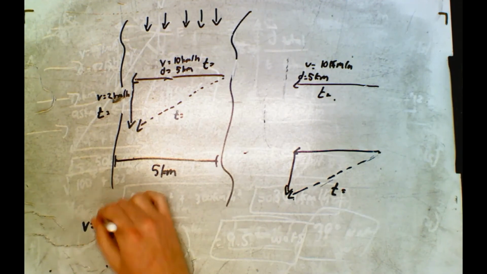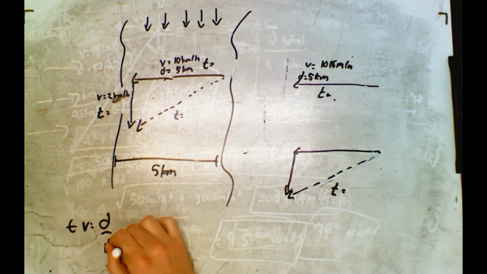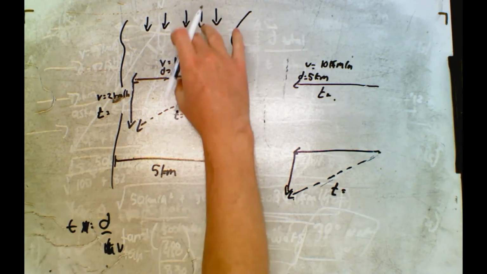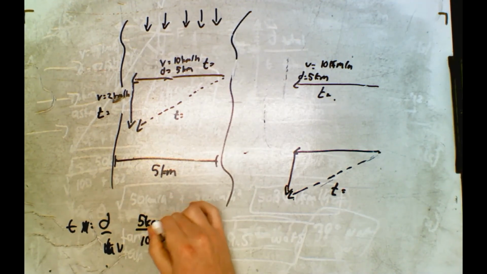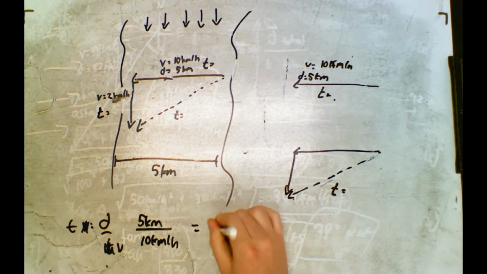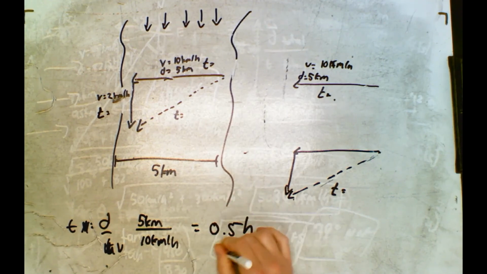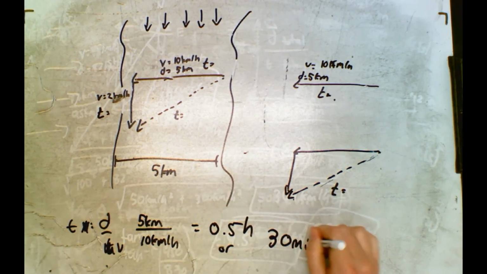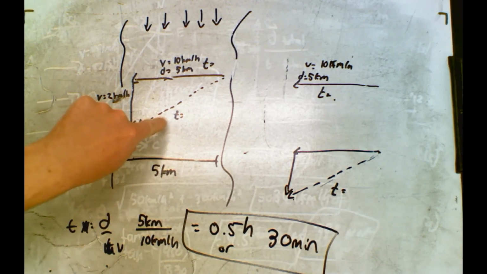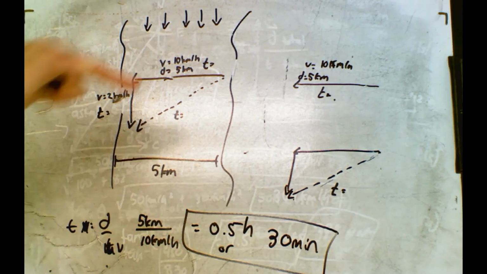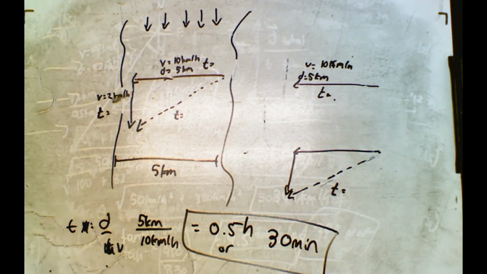And we can use v equals d over t, t equals d over v. Our distance is 5 kilometers straight across. We're going 10 kilometers per hour. 5 over 10 is half an hour, or 30 minutes. So that's our answer. We don't actually need to find the time for the path that it actually goes, because it's going to be the same as the time if it was moving in a river that wasn't moving at all.